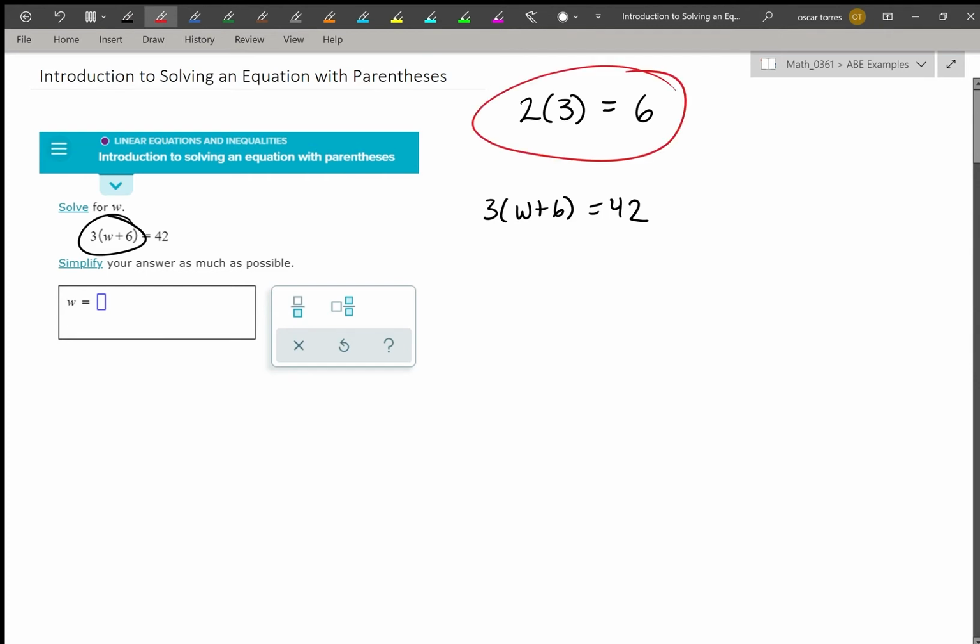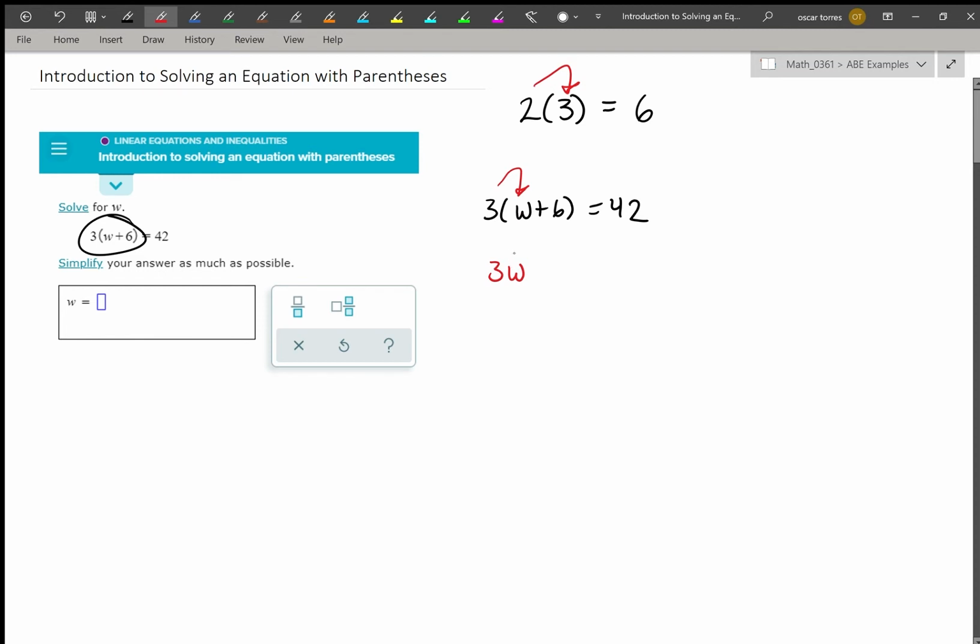In the original example that I wrote out, when we have 2 parentheses 3, that 2 is being multiplied by 3. In our case here, the same exact thing is happening. 3 is being multiplied by everything in the parentheses. So it's not just multiplied by w, but we're actually going to multiply it by 6 as well. It might seem a little strange to multiply it by w, but let's go ahead and do that. Anytime we have a number times a variable, we end up with the number and that variable. So 3 times w becomes 3w.